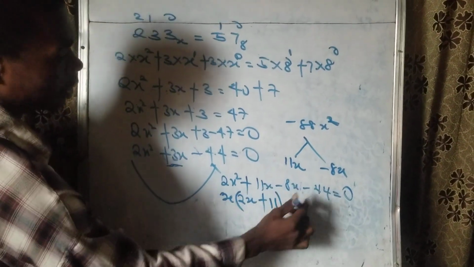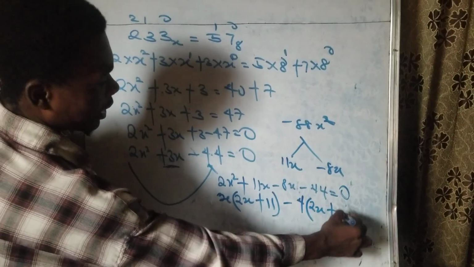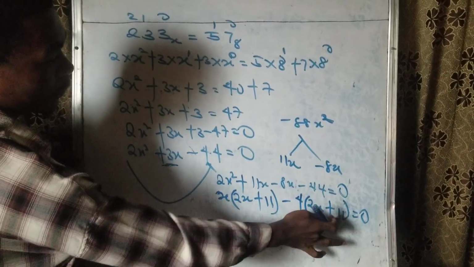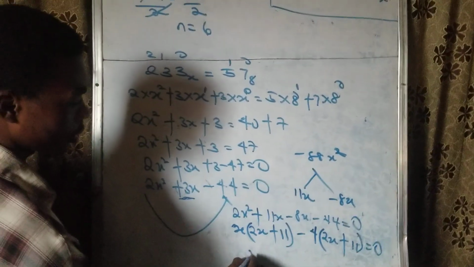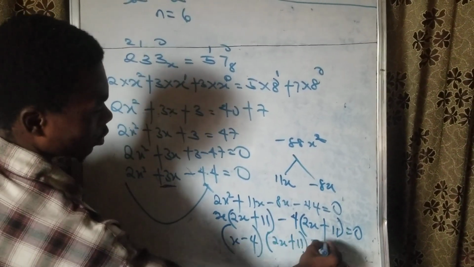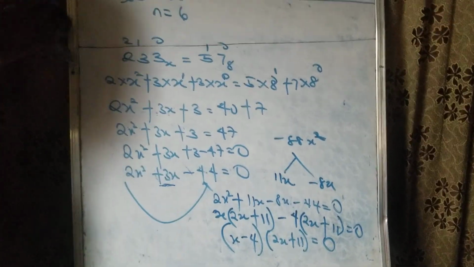Minus, what's common in this particular place? 4 can go here, 4 can go. So 4 is common. So I'm having 2x plus 11 equals 0. Don't forget that minus times minus is plus. 44 divided by 4 is 11. So here I'll have x minus 4 and 2x plus 11 equals 0. Do we get that?